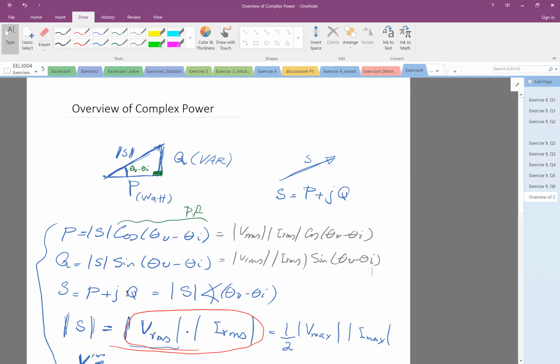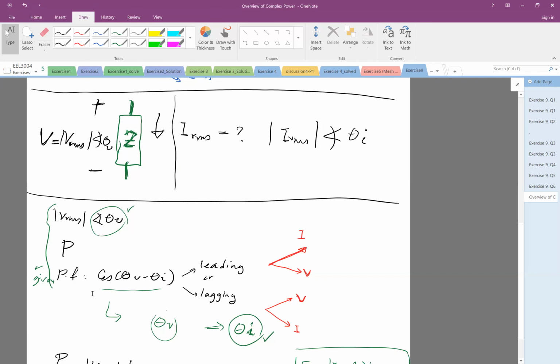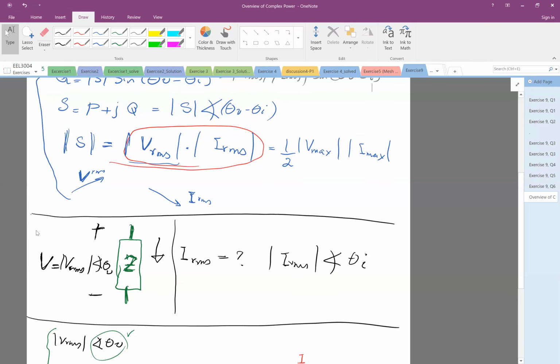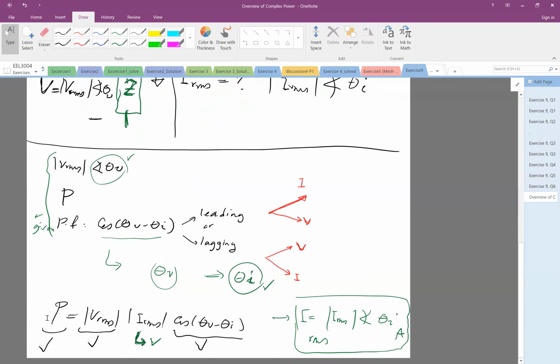So again, from the power factor that somebody gives you in the problem, you can find theta V or theta I, whichever is not given. You can find the phase. And from information of, let's say, P or Q, you can find the magnitude, okay? So this was one scenario.